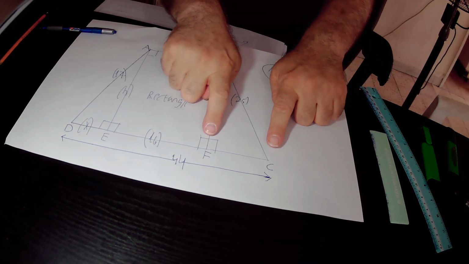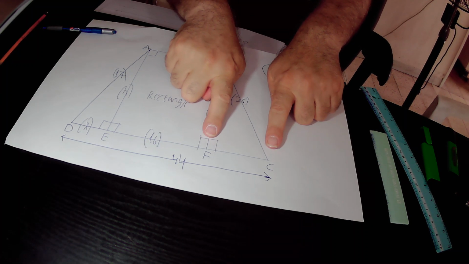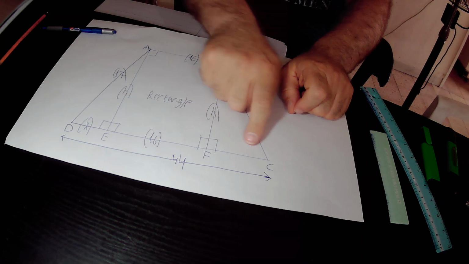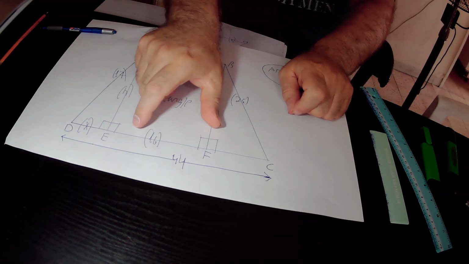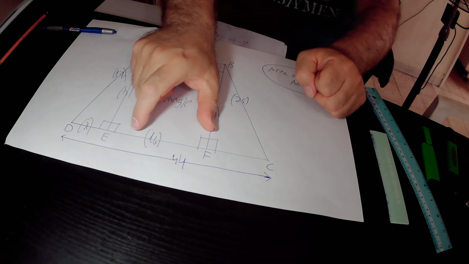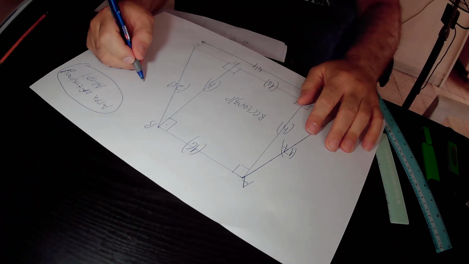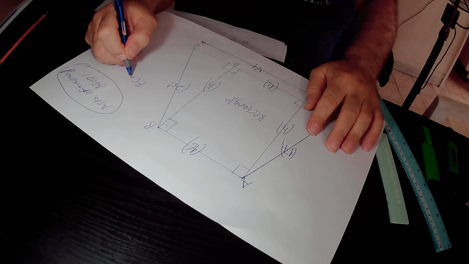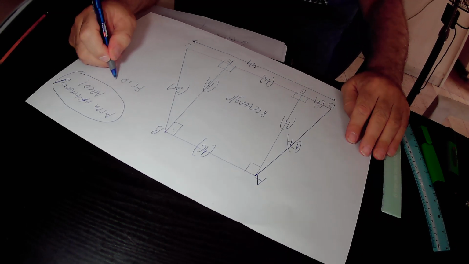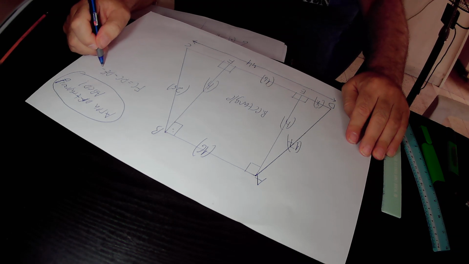What is the length of the missing line segment FC? From the drawing, it is very easy to see that FC in total equals DC minus DE minus EF. Again, FC in total equals DC minus DE minus FE. So I write it down. FC equals DC minus DE minus EF.